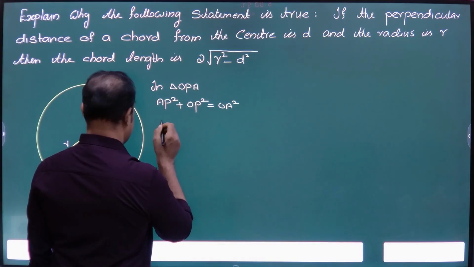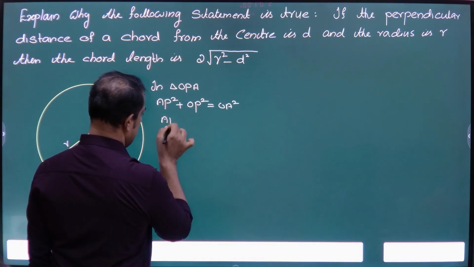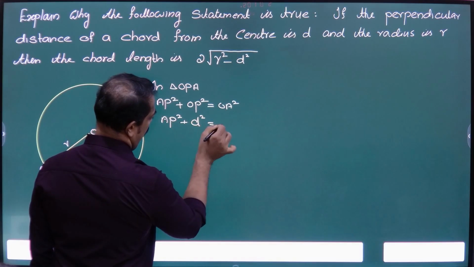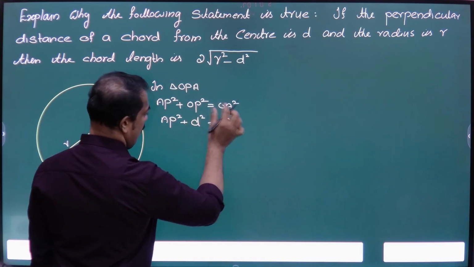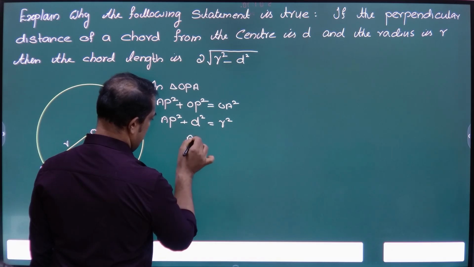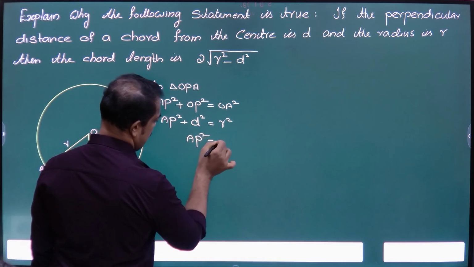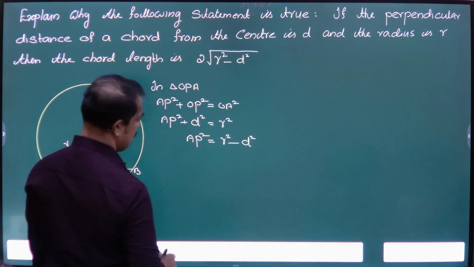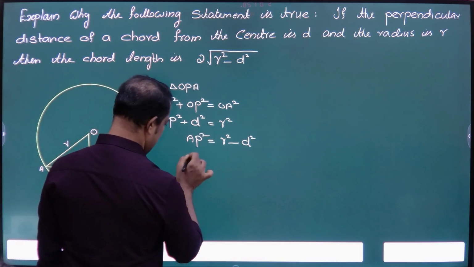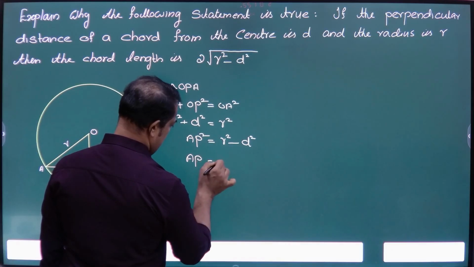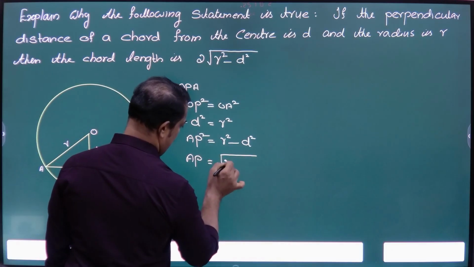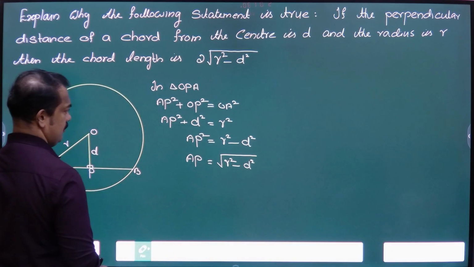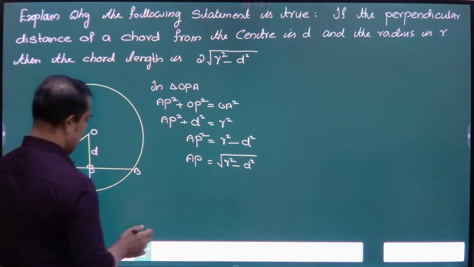AP square as it is. What is OP? D. OA R. D squared shift this side. So AP square equal to R square minus D square. Then what is AP? Under root R square minus D square. AP.